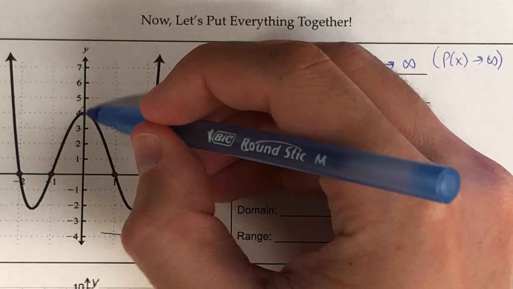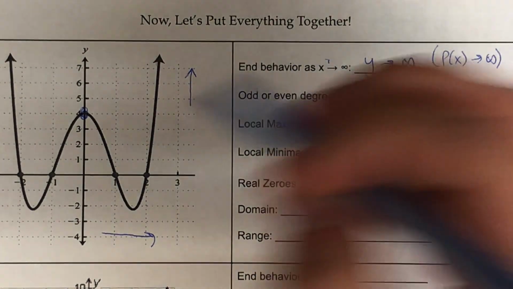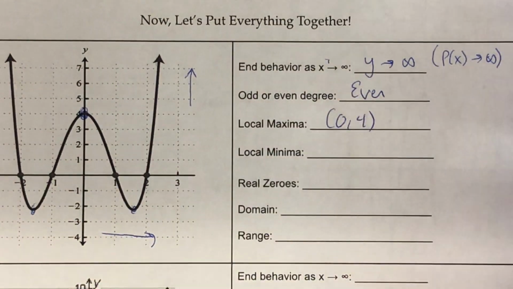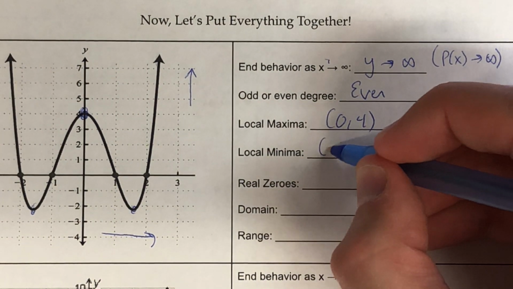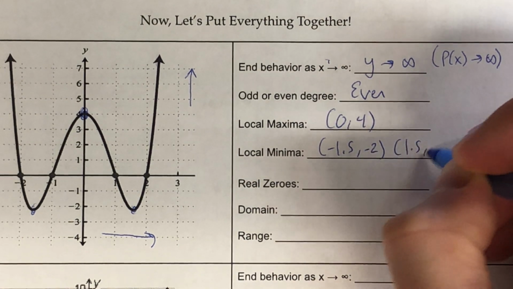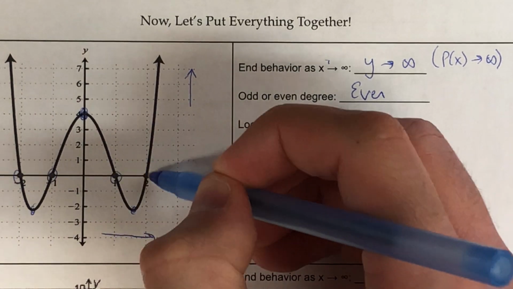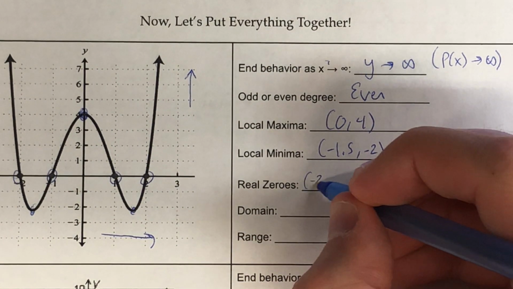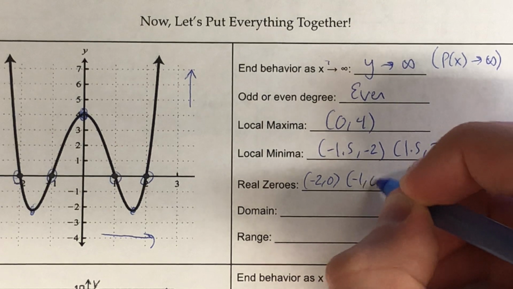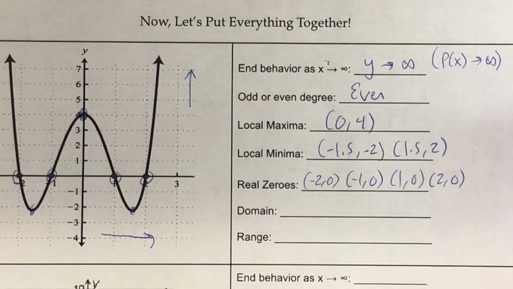We have a local maxima here at (0, 4). Local minima at these 2 points, so looks to be about (-1.5, -2) and (1.5, -2). We have 4 zeros at (-2, 0), (-1, 0), (1, 0), and (2, 0).